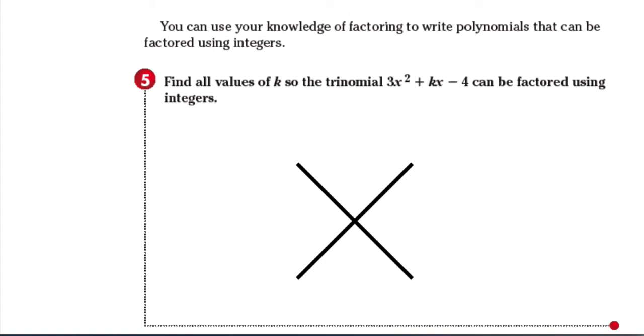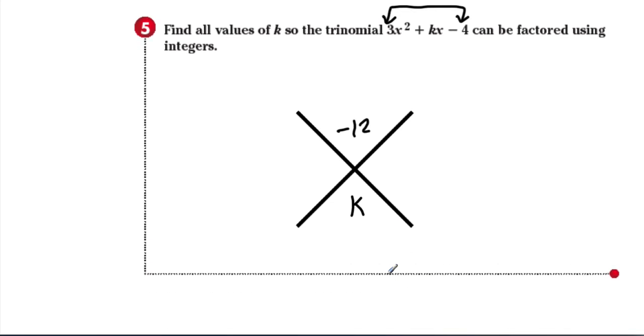So let's first do what we've been doing, get the product of the first term and the constant, negative 12, and you have k as the coefficient of your linear term. Let's find all the factors of negative 12 and write them out. One possible factor pair would be negative 1 and 12, which gives you negative 12, and the sum of negative 1 and 12 will be 11. So that's a possible value of k.